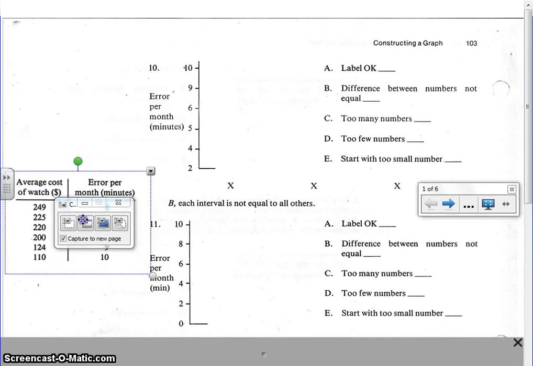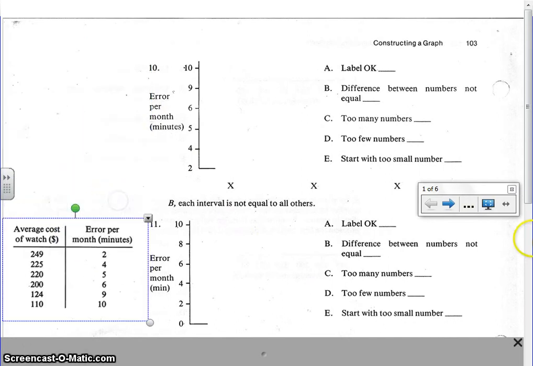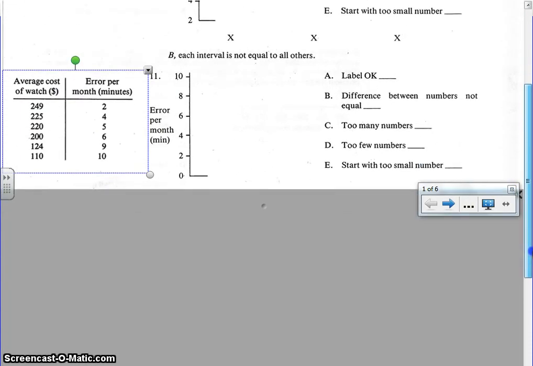Go ahead. I'm going to move the table down a little bit for us. So go ahead, I'll give you about 30 seconds. Go ahead and give this one a shot.